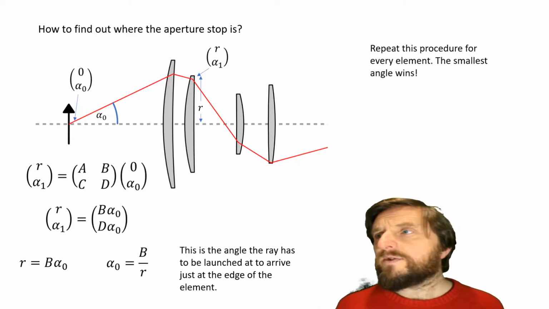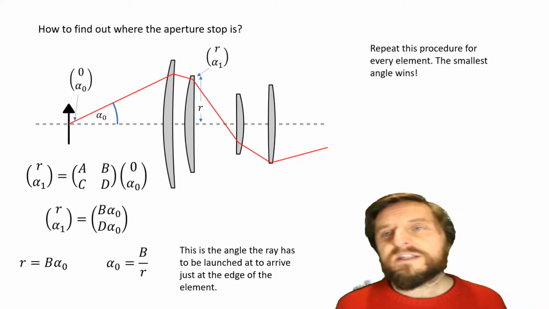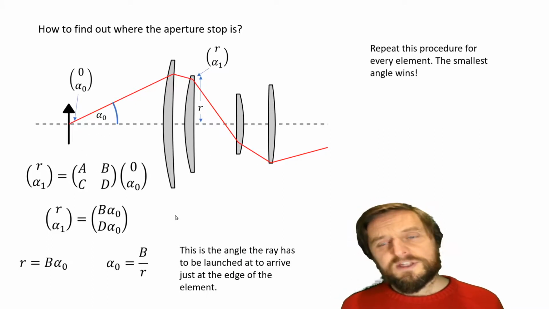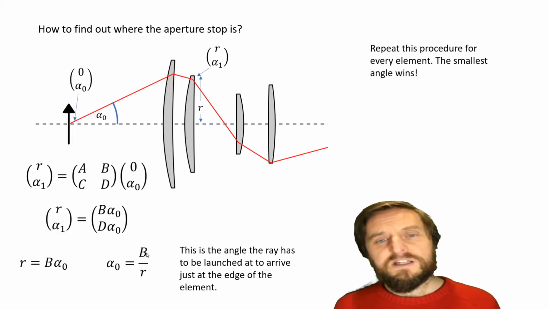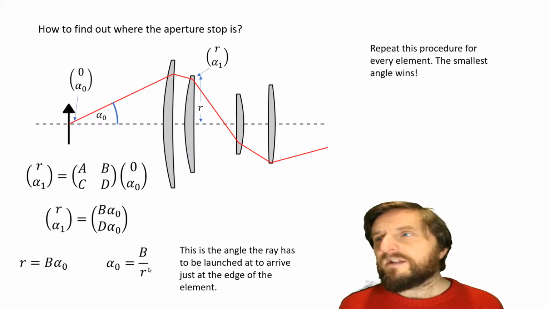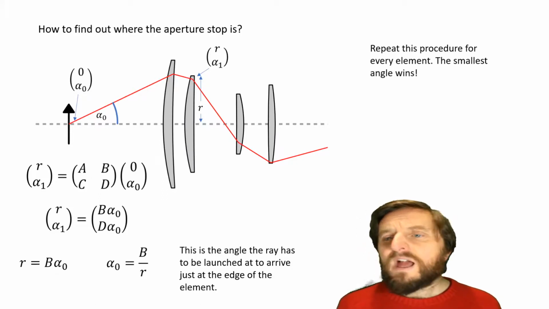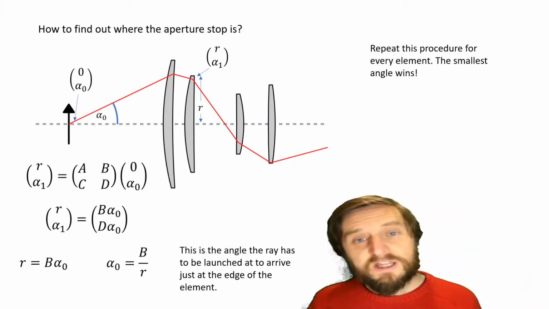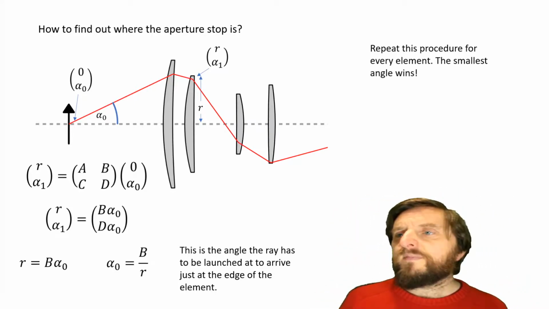in the system. So I repeat that for every element in the system, finding the matrix up to that element, dividing its B element by the radius of that particular lens, and whichever gives me the smallest angle must be the aperture stop. So through that procedure you can calculate the aperture stop nicely.